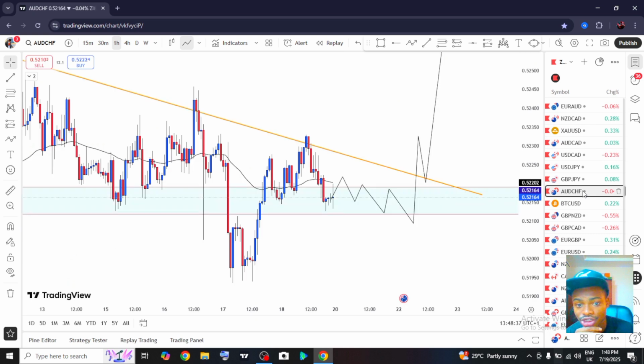And then AUD CHF, I need a little bit more market structure, then the break and retest above to buy. Right, that's pretty much the best for the week.